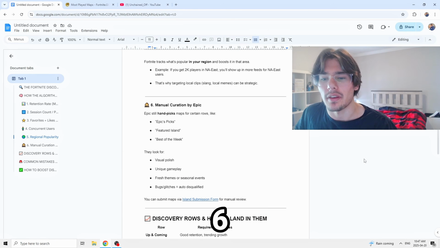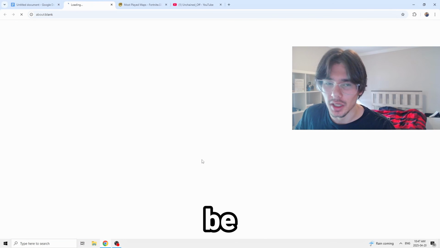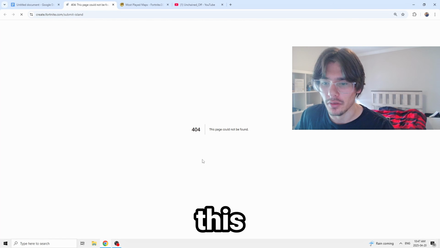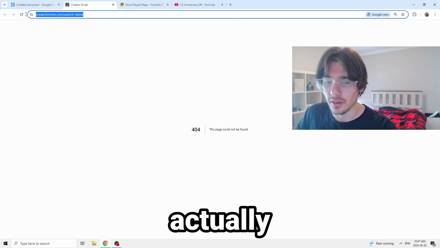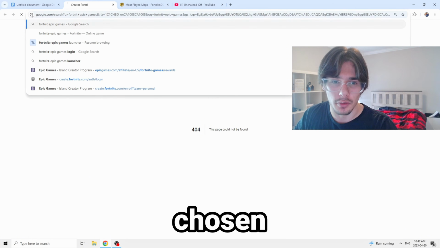Okay, so number 6, manual creation by Epic Games. If you guys head on into this link here, which will be in the link in the description, there's a full article on this, but this is essentially a form where you can actually submit your Fortnite maps to Epic Games to have them manually reviewed and chosen for the Fortnite Discovery.